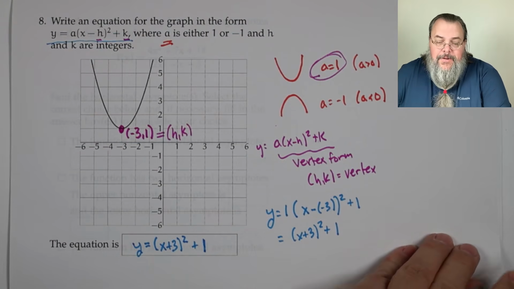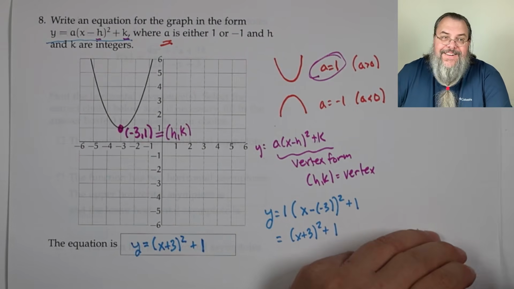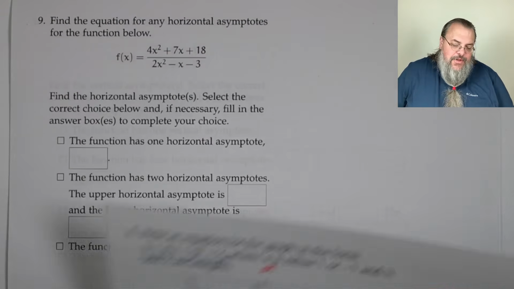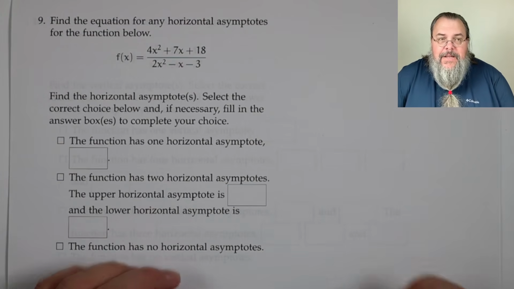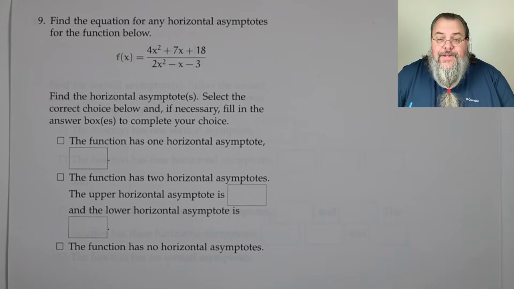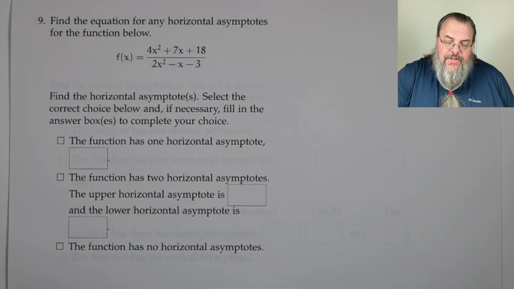Good. They really like parabolas here on this exam. Well, they should. Parabolas are beautiful, beautiful functions. All right, that takes us to number 9. Find the equation for any horizontal asymptotes for the function below.